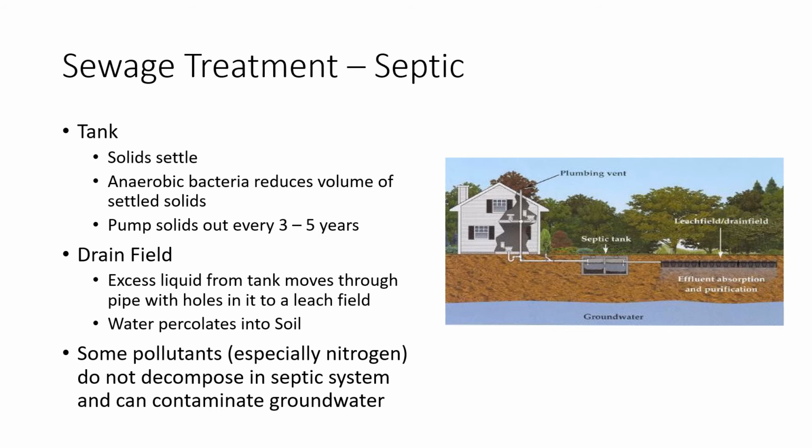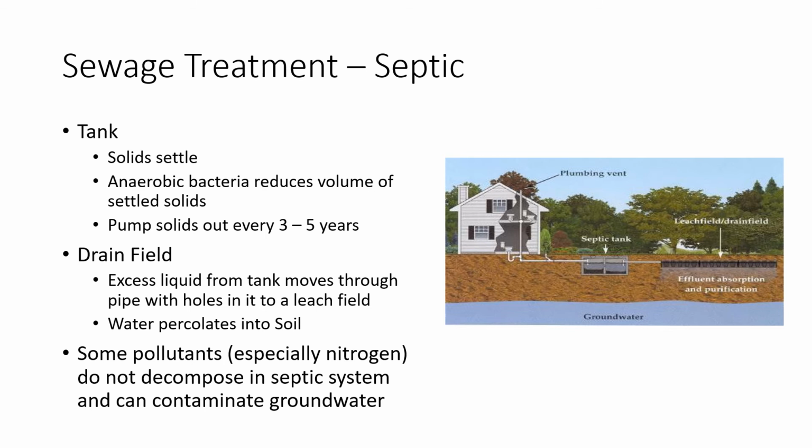Some pollutants, though, definitely don't decompose. And so if you're not careful, it can contaminate groundwater, especially if there are many septic tanks in the area. So for example, Long Island, their entire unconfined aquifer is contaminated by septic systems. So the water from Long Island is actually coming from a confined aquifer below the contaminated aquifer.